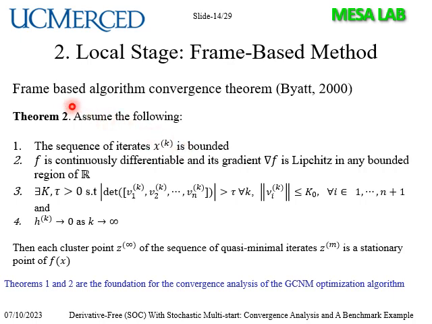So using theorem 2 proposed by Bayat, we can tell that if the sequence of points that we are evaluating are bounded, and if our function is continuously differentiable and bounded in a region R, and we satisfy the conditions for the magnitude and the determinant of the positive frame base, we can tell that as k goes to infinity, our Nelder-Mead or our base will converge to the optimal value. That will be the function of this theorem.